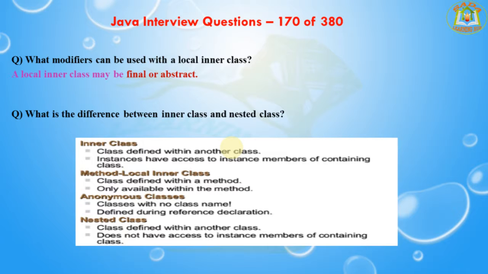What is the difference between an inner class and a nested class? An inner class is a class defined within a class. Inner class instances have access to instance members of the containing classes. Coming to the nested class, a class defined within another class is called a nested class. It does not have access to instance members of the containing classes. This is regarding inner classes and nested classes.